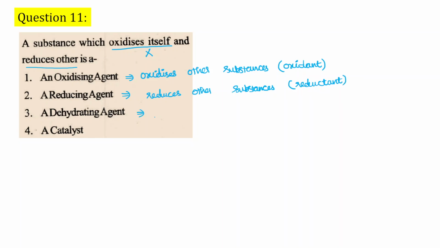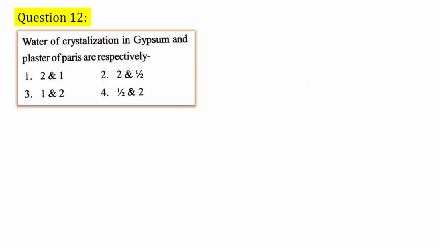And a dehydrating agent, the one which removes water molecules, that substance is called a dehydrating agent. We can consider sulfuric acid itself a very good dehydrating agent. Potassium bisulfate is a very good dehydrating agent. Alum is a very good dehydrating agent. A catalyst generally increases the rate of a chemical reaction. If any chemical reaction is very slow, and if at all we have to increase the speed, we will use that particular substance. So the answer for this is reducing agent, since it reduces other substances.